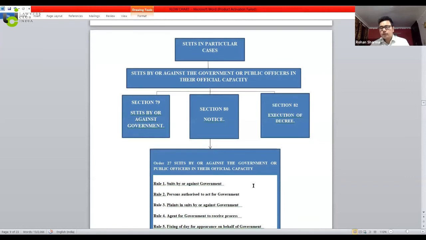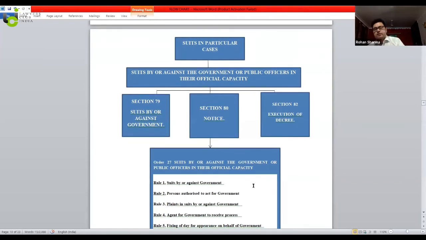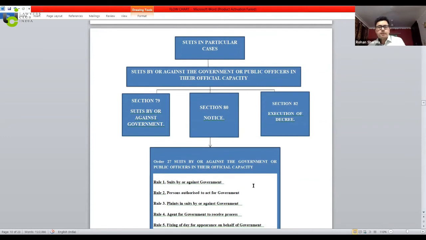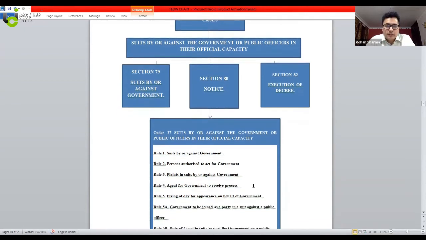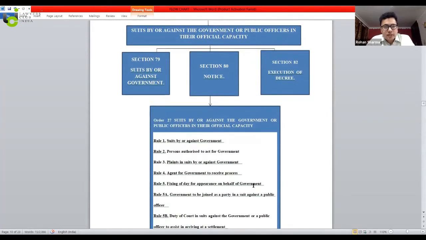Now, this lot of sections talk about certain special cases wherein the government might be a party, wherein a suit has to be instituted either by the government or against a government or against a person who has done an act in his official capacity. Now, what procedure you follow in these specific circumstances is what this lot of sections talk about.